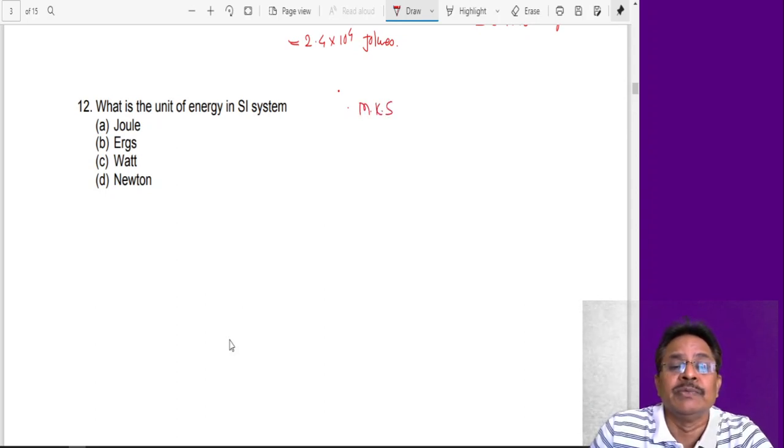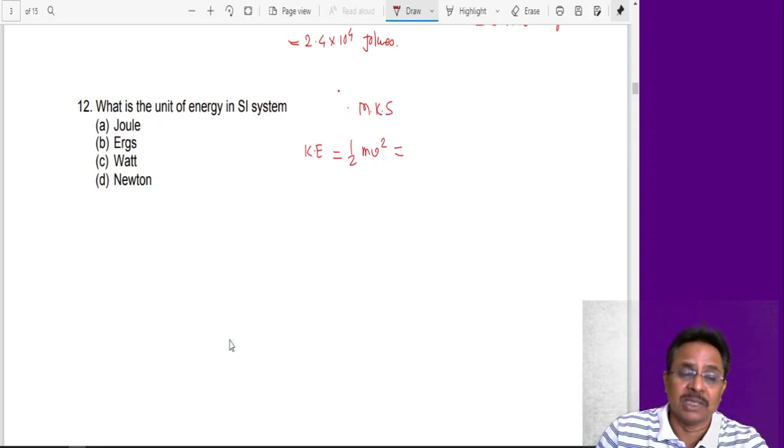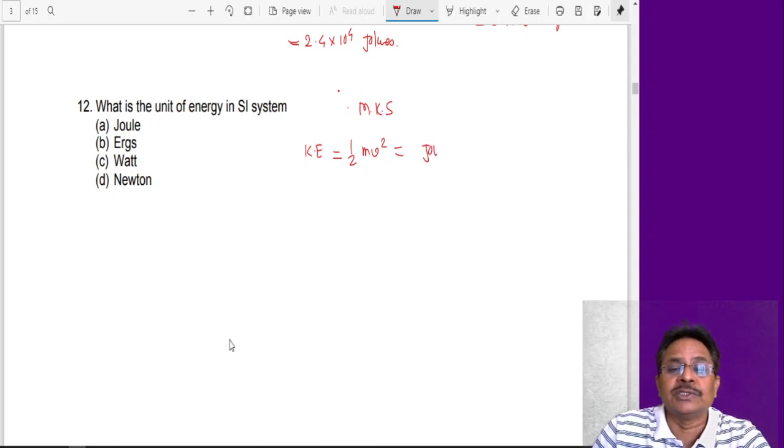As we have seen, kinetic energy, or energy, is given by 1/2 mv². We can go for its dimensions as well as its units. This is given in joules, provided we are using the MKS or SI system. And if I use the CGS system, then kinetic energy, or any energy in general, is again given by the same expression, but this time it is given in ergs.